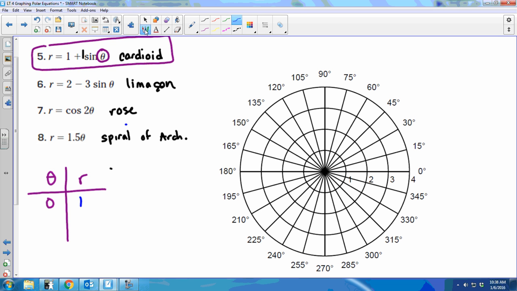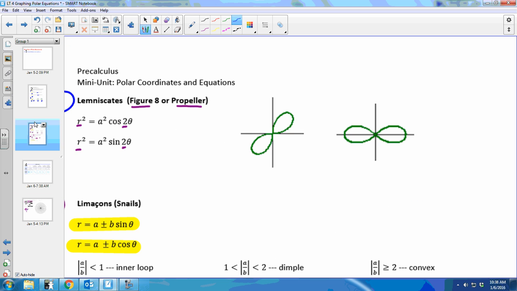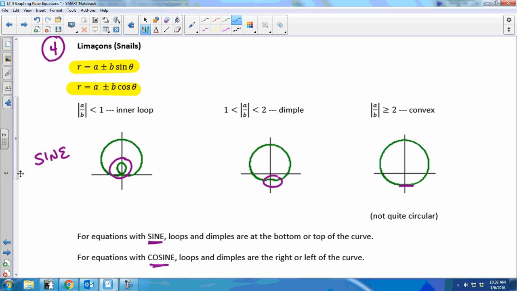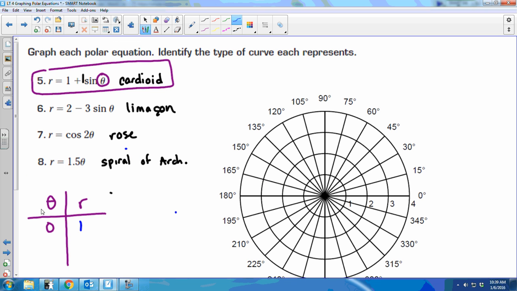On the next one, we already know it's a limaçon, so we go back to our reference sheet about limaçons. We know they make different shapes. We can also determine if it's sine or cosine, and we know where the dimples and the loops are going to be, right? So I'm going to look at it and figure out where I should expect some things to happen, so I know what it's supposed to look like. All right, so with that being said, this example is a sine curve.